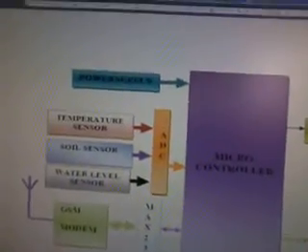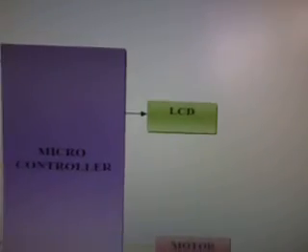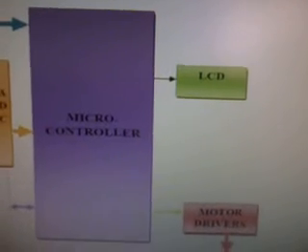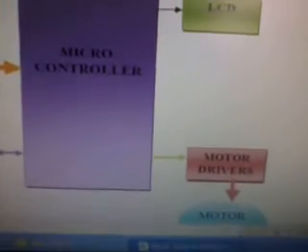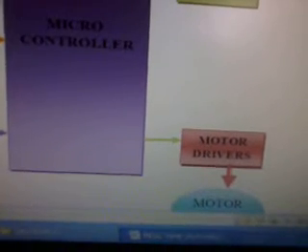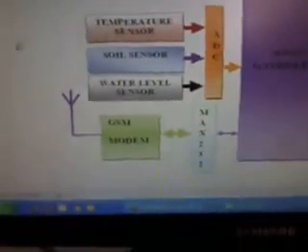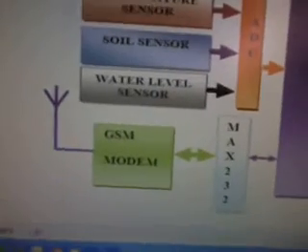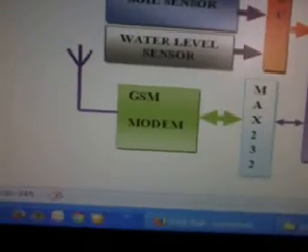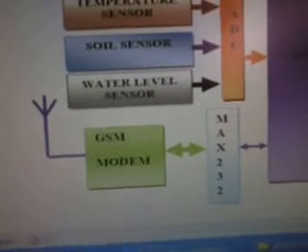After that, we connected the LCD. Here we used a 16x2 LCD display, a character LCD display. We are using one motor, connected through a transistor driver IC. It's an irrigation motor. We are using one Max 232 level conversion voltage level stabilization IC, and one GSM modem. The farmer will continuously get SMS alerts from the irrigation field.